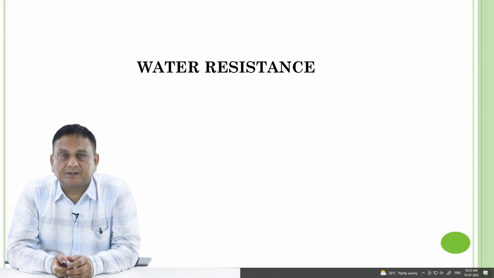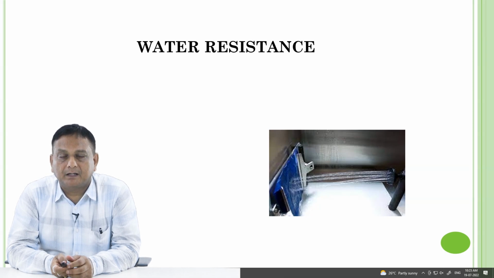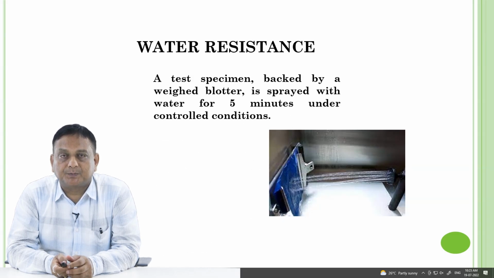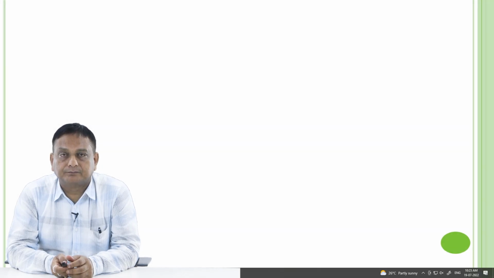So in this kind of testing of water resistant property, you can see the spraying, how the water is getting sprayed there at a certain distance, and after that a test specimen backed by a weighted blotter is sprayed with the water for 5 minutes under controlled conditions. So this is the water resistance testing.